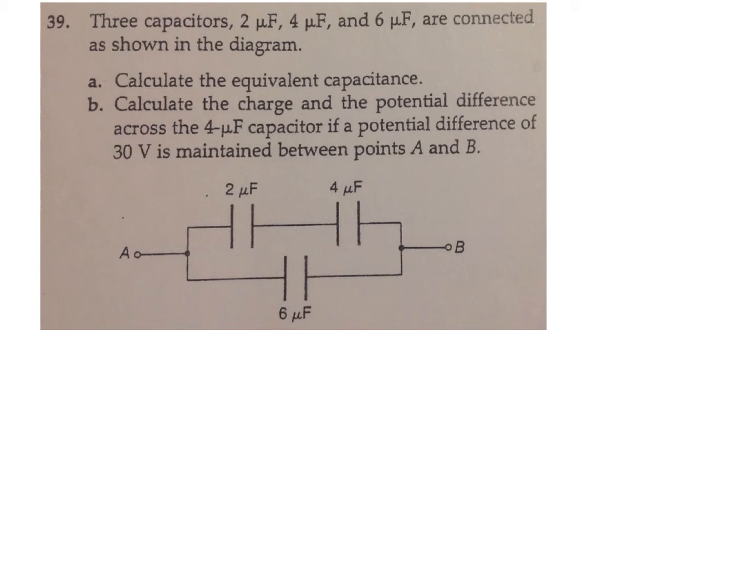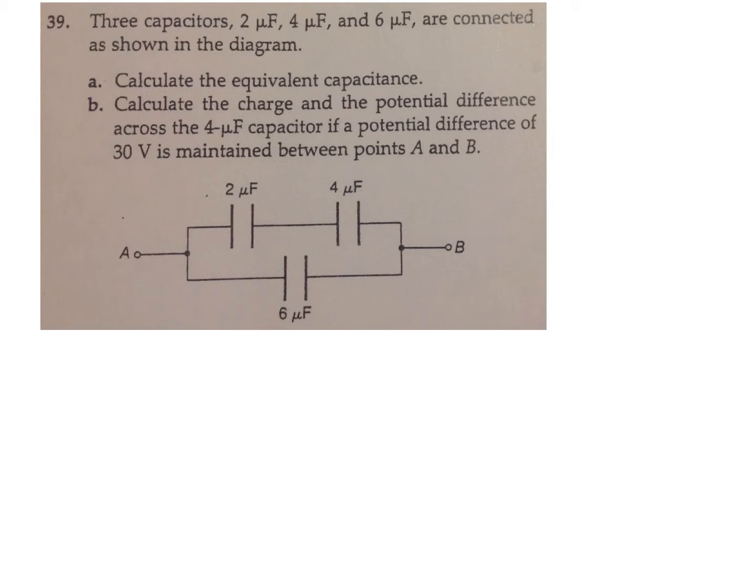Day 135, Electrostatics Homework Example number 39. We have three capacitors. We need to find their equivalent capacitance. That's pretty much the easy part. Here, if we look at it close enough, the 2 and the 4 microfarad capacitors are in series.